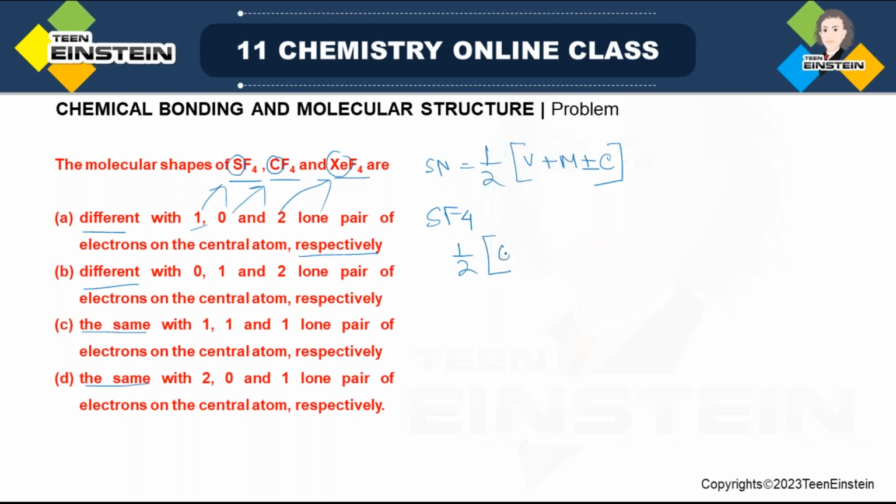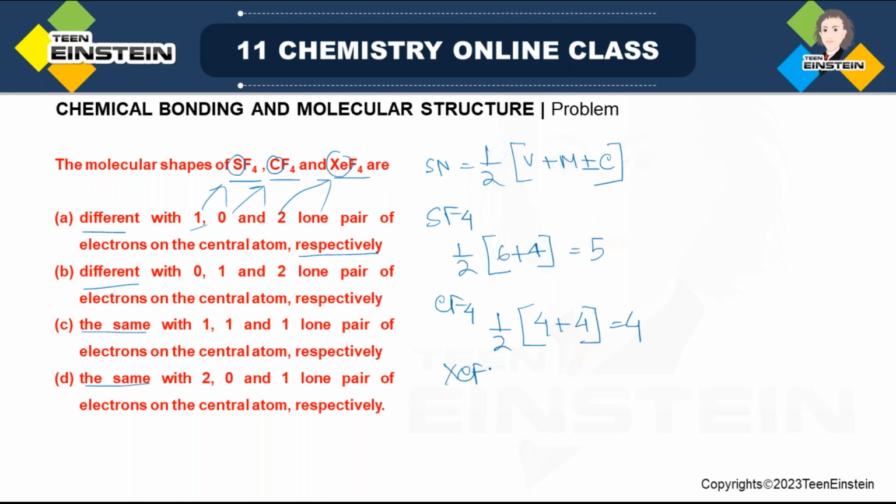It is from group 16, last digit 6. Number of monovalent atoms 4, no charge, so it is 5. Similarly, if you consider CF4, now it will be half. Valence electron for carbon is 4, number of monovalent atoms attached 4, so it is giving you 4.